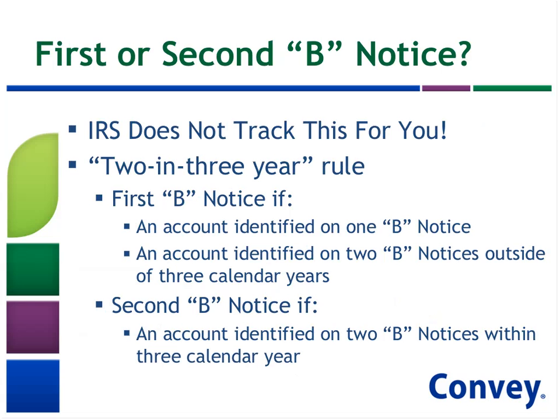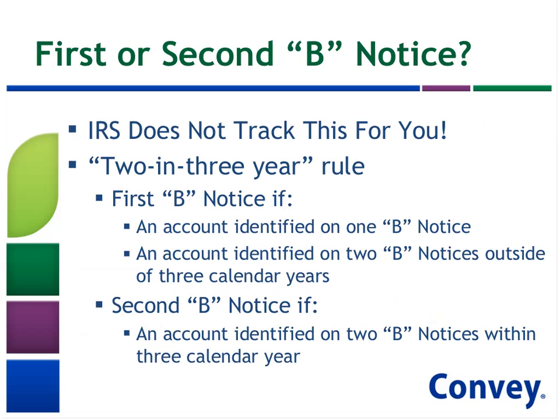First or second B notice. This is an important thing to keep in mind. In large part, you need to really be sure that you keep track of this because the IRS doesn't. And there are different solicitation rules for whether it's a first B notice or second B notice, and it follows the 2 and 3 year rule.